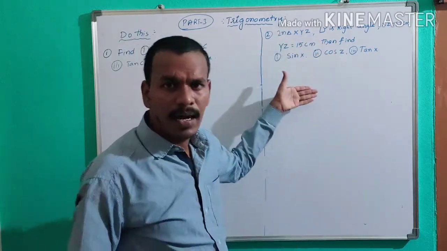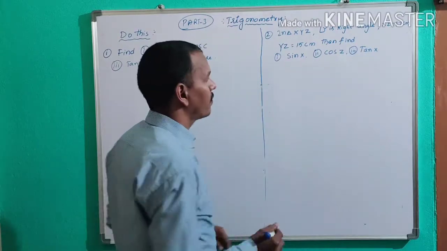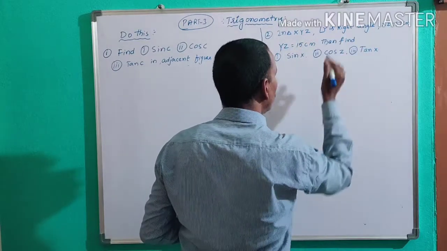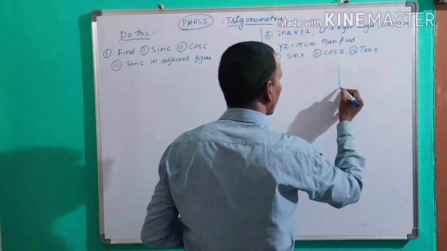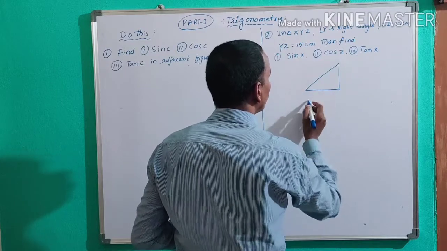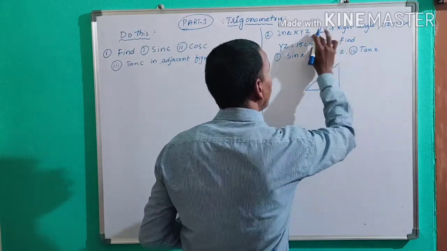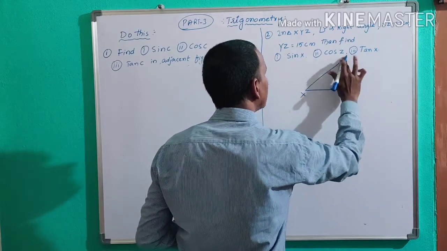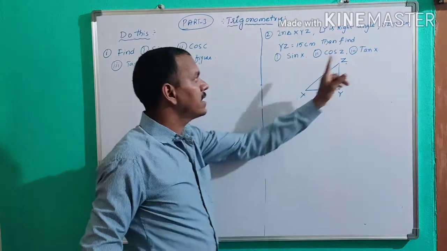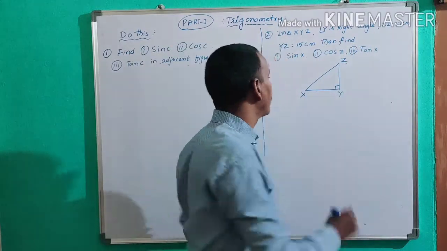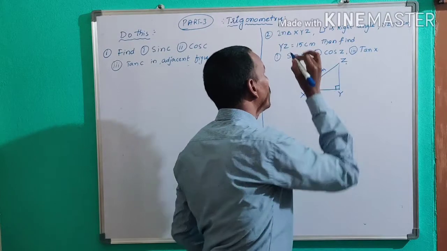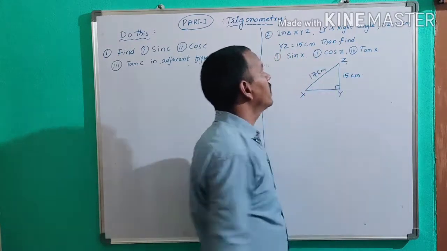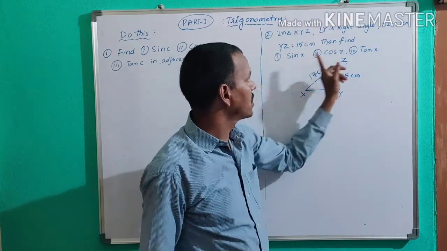So from this data, we can draw the diagram. XYZ is a right triangle and angle Y is equal to 90 degrees. Angle Y is the right angle, and one vertex is X, one is Z. Here XZ is equal to how much? Given, 17 centimeters, and YZ is equal to 15 centimeters. Next we have to find sin X, cos Z, tan X.